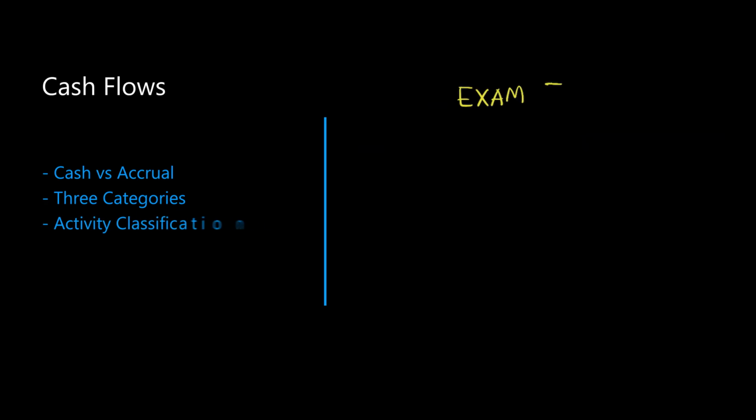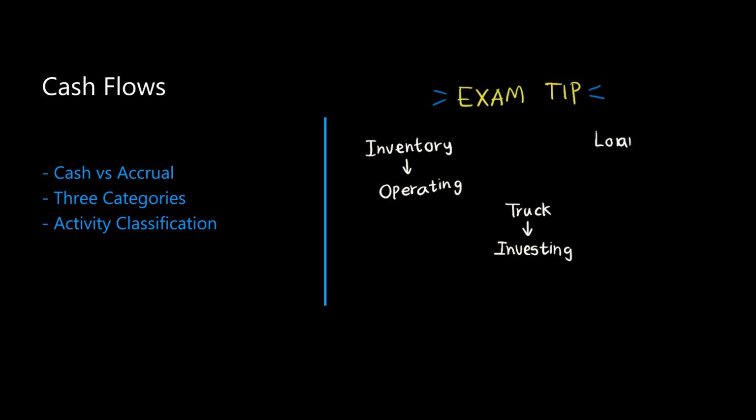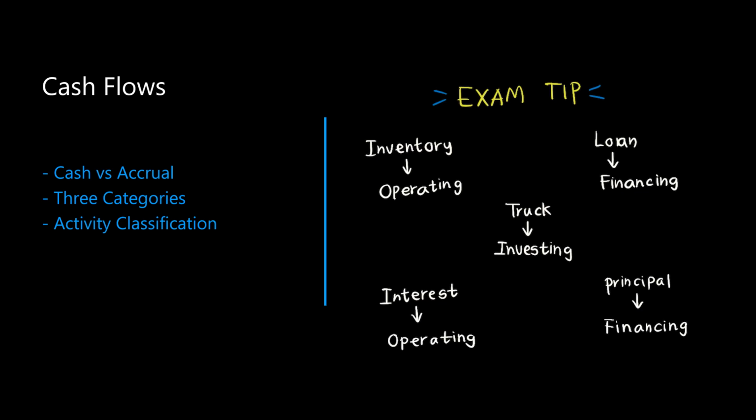Here's a key exam point. Students often confuse whether something belongs in operating, investing, or financing activities. Buying inventory for resale goes in operating. Buying a delivery truck goes in investing. Taking out a loan goes in financing. Paying interest on that loan goes in operating, but paying back the principal goes in financing.